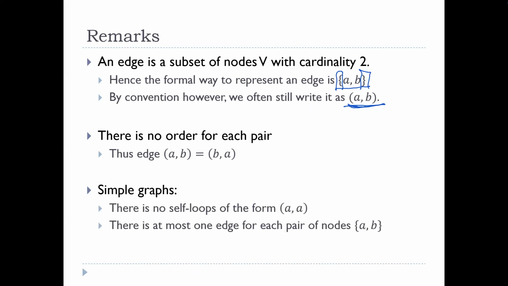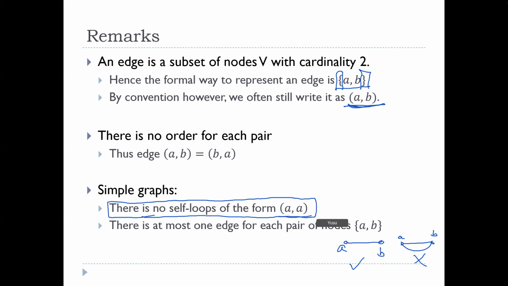Again, we consider in this class only simple graphs. That means that there are no self loops, and that between any 2 nodes, A and B, there's at most 1 edge. So this is good, but this is not right. This is not a simple graph. You cannot have multiple edges between the same pair of nodes. Now, different from the directed graph, we also typically do not allow self loops, A to A. So that's the small difference between directed and undirected graphs.